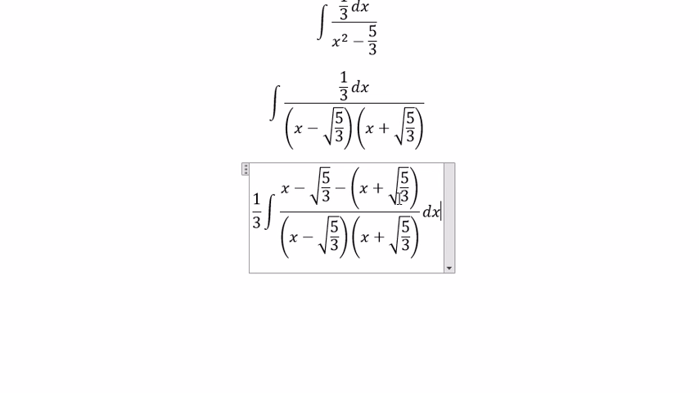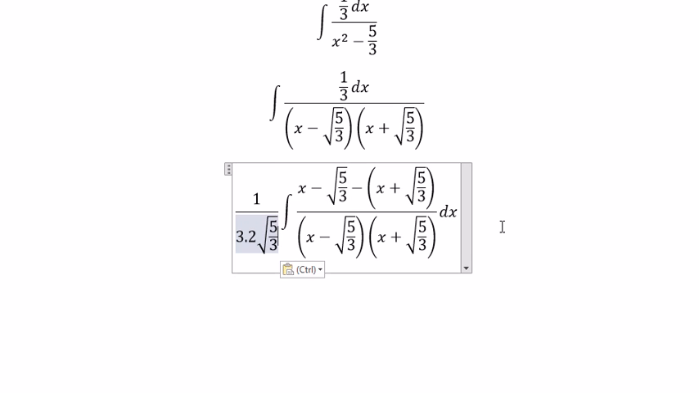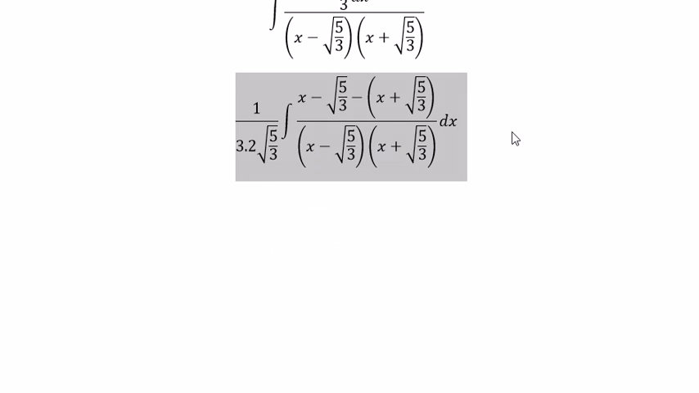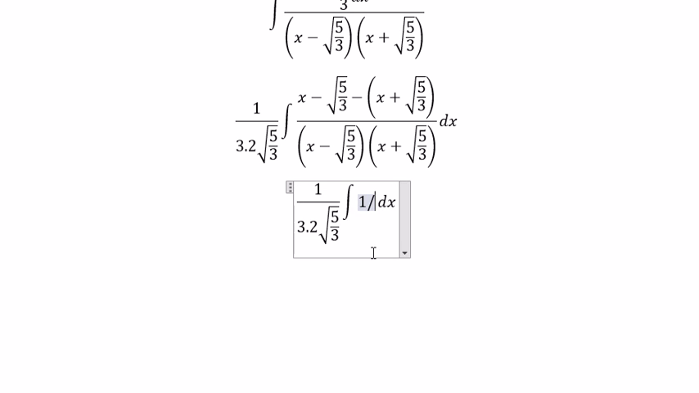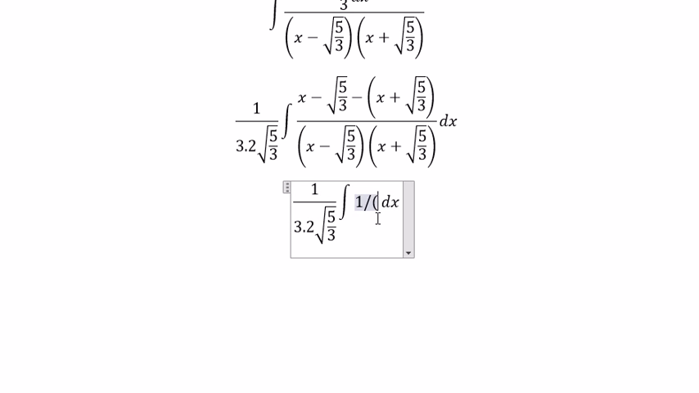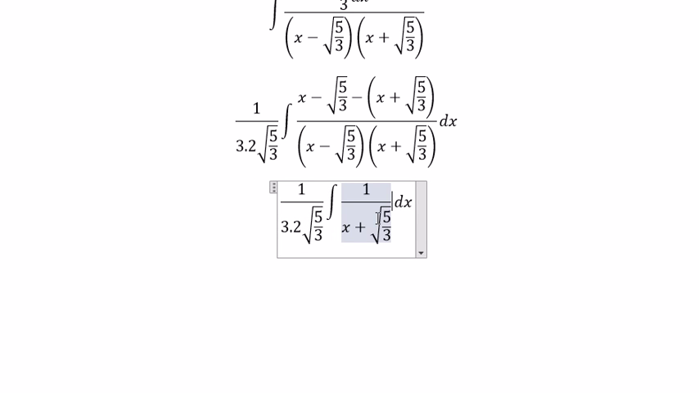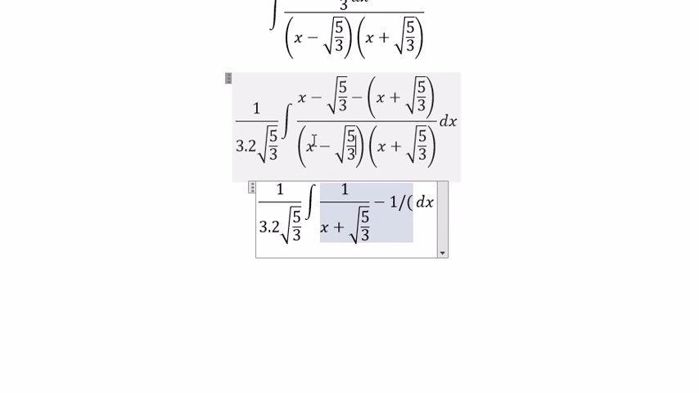Negative of this one and we have negative of this one. So in this situation we will divide with 2 multiply with the square root of 5 over 3. This one divide this one, so you got about 1 over this one. We have a negative 1 over this one.